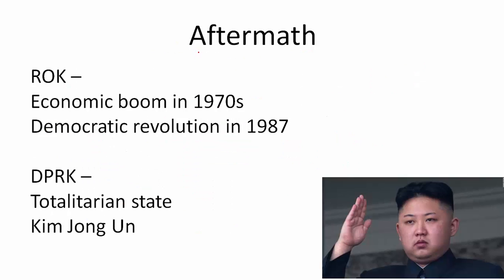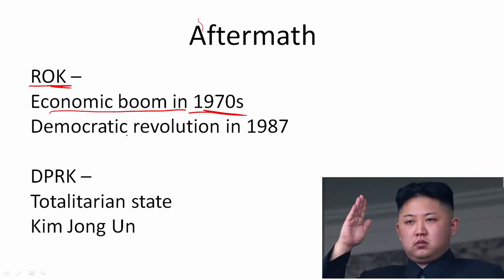Now, what happened to both the Koreas? The Republic of Korea, that is South Korea, was very much equal to North Korea for the next 20-30 years. It was a very poor and backward country, but in the 1970s there was a big economic boom, and suddenly big South Korean companies like Hyundai and Samsung started production. South Korea became a developed country within the next 30 years. It is one of the largest economies in Asia now.